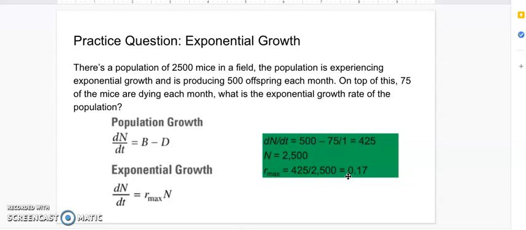I would recommend writing this one out so you get the idea of it. But again, all we did was did the birth rate minus the death rate. That gave me this value on this side of the equation. And then I plugged in the number I was given for the population size for N. Then it was just a matter of solving for r, right? Just kind of like a basic algebra equation. But that is exponential growth.